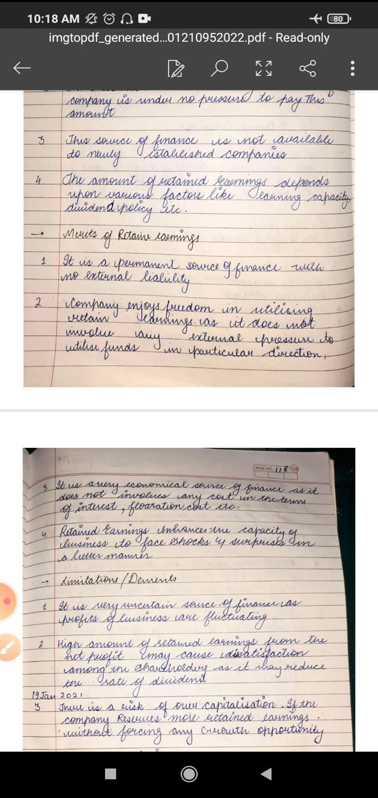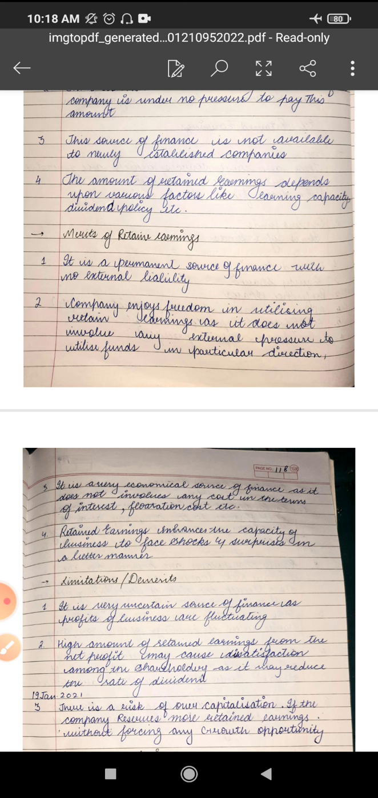Coming to the next one, retained earnings also enhance the capacity of business to face shocks and surprises in a better manner. If we have savings in the form of retained earnings, whether the market gives us shocks or surprises, the business will be able to face both in a very proper and confident manner.